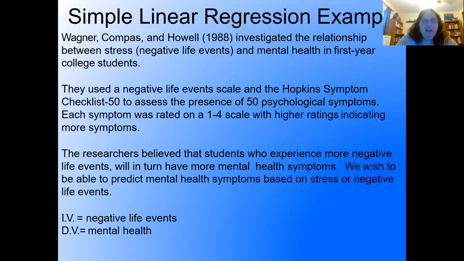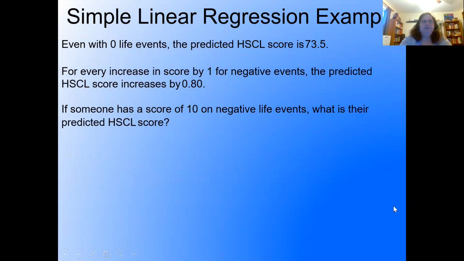So, important point here: just like with correlation, we can still have one-tailed or two-tailed relationships here. In this particular example, it looks like we have a one-tailed because we're saying more negative life events, more mental health symptoms. We're telling you the direction. If I had said instead that the researchers believe there will be an association in students between negative life events and mental health symptoms, it wouldn't tell you that it was one-tailed. It would be two-tailed because it's not giving you direction. In this case, you have direction. Okay. So let's continue talking about this.